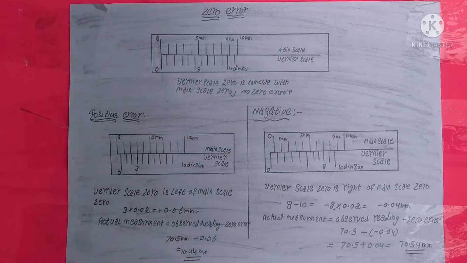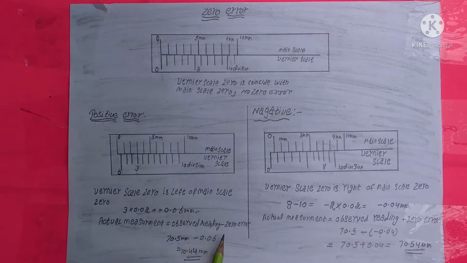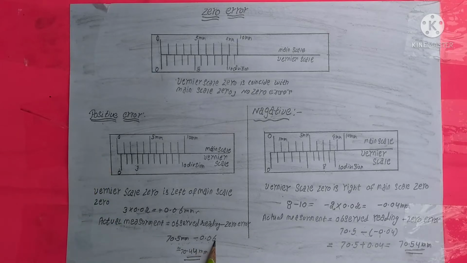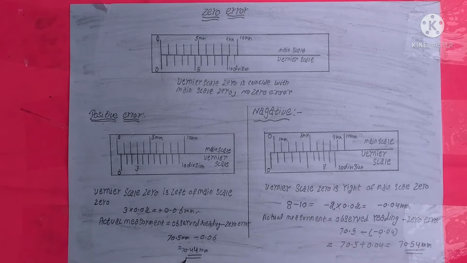So the observed value of this wooden block, as measured by the vernier caliper, is 70.5 mm minus the zero error that exists inside the vernier caliper, which is 0.06. Now when I solve it, the result comes out to be 70.4 mm. So this is the actual value of the wooden block after removing the positive error in the vernier caliper.